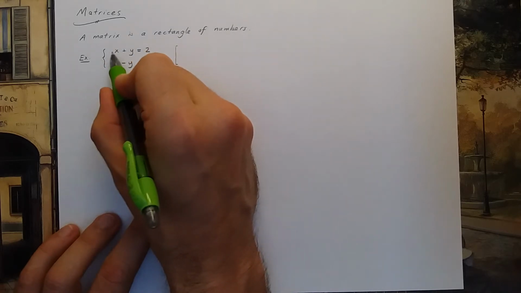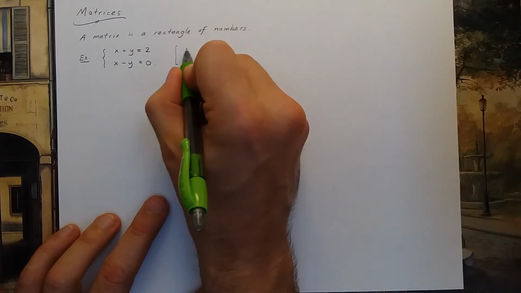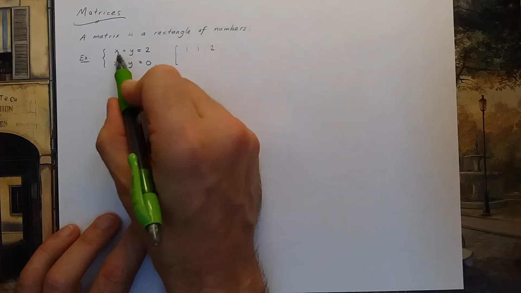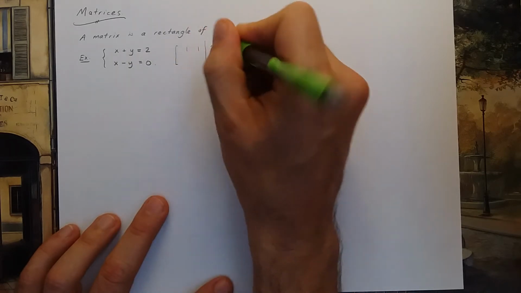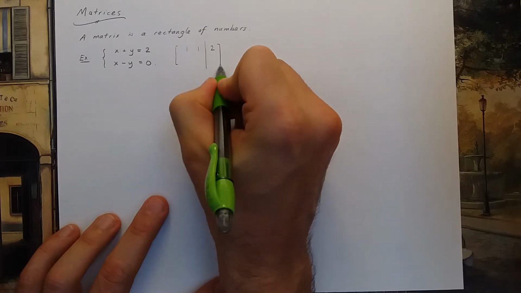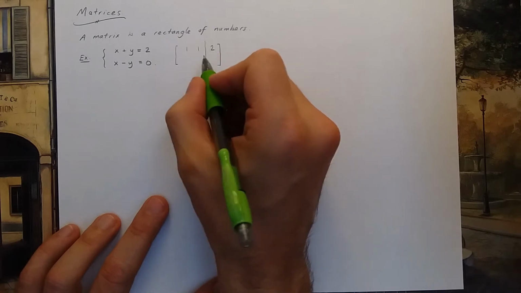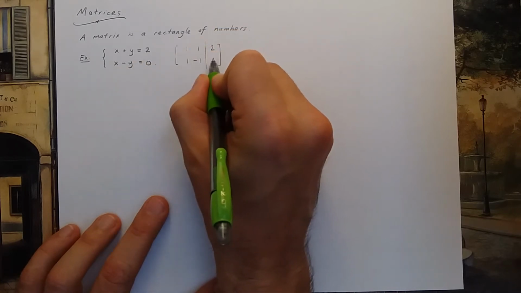The important information is what's in front of the x, y, and what number is on the right side of the equation. So I'm going to write this as 1, 1, 2 to denote that I have 1x, 1y, and that should equal 2. Sometimes I like to write a little line here to represent that the 2 is on the right side of the equation, but that's optional. The bottom row is 1, negative 1, 0.